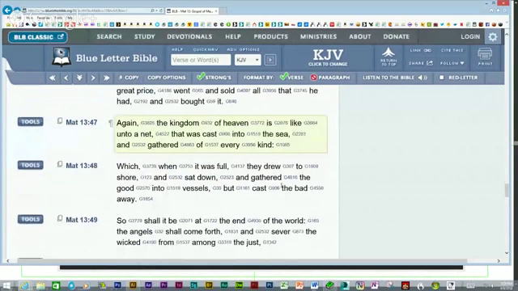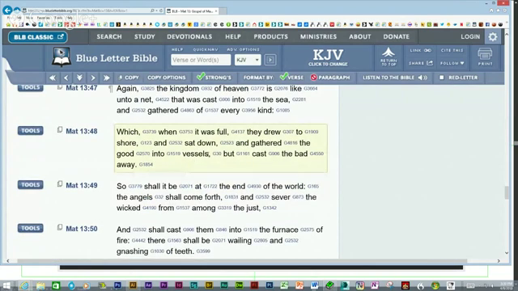Gathered of every kind. So basically, again, the waters are the soul itself, that we're going into the spirit, and that we are drawing up from what is not understood, to making it enlightened, making fishers of men, drawing up the potential from that which is planted within you. Which when it was full, they drew to the shore and sat down and gathered the good into vessels, but cast the bad away. So basically, they're gathering which is good into the soul, because remember, the soul represents the same as the vessel, which is kind of like the body of truth within you.